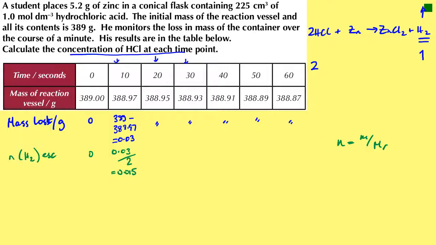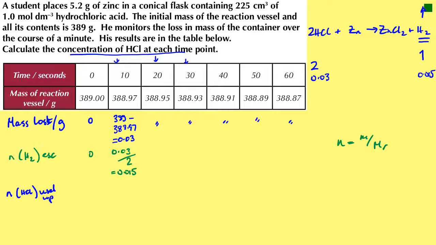So if we had 0.015 moles of hydrogen gas being made, we would use up 0.03 moles of hydrochloric acid. So let's write that down. Moles of hydrochloric acid used up, which is not useful to us yet. So that is used up.